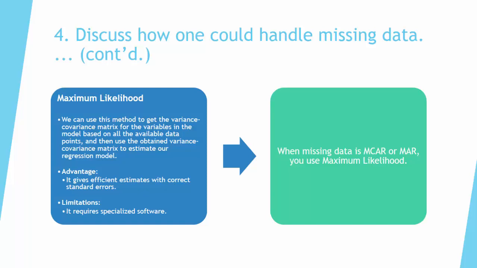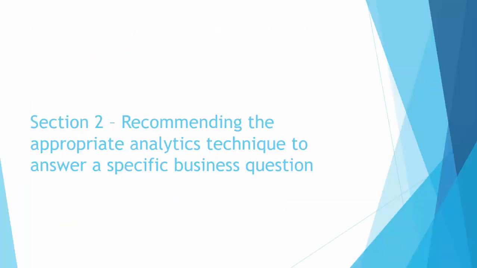So if you want to use maximum likelihood, the model has to be linear. With non-linear, you have to use imputation, which is mostly recommended in most cases. And also with maximum likelihood, you need specialized software that will compute the covariance matrix for the variables and model, thereby giving the results.